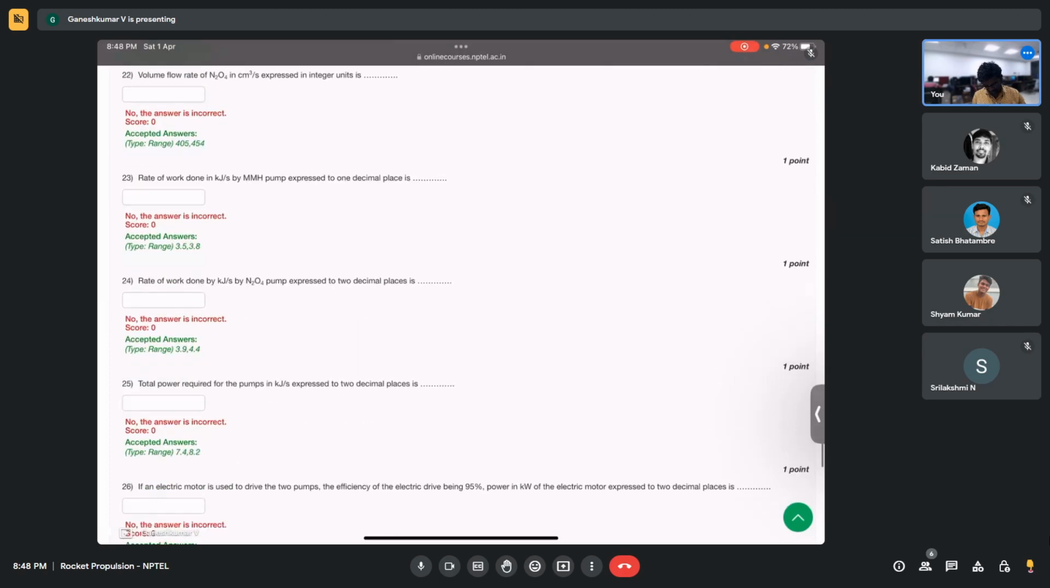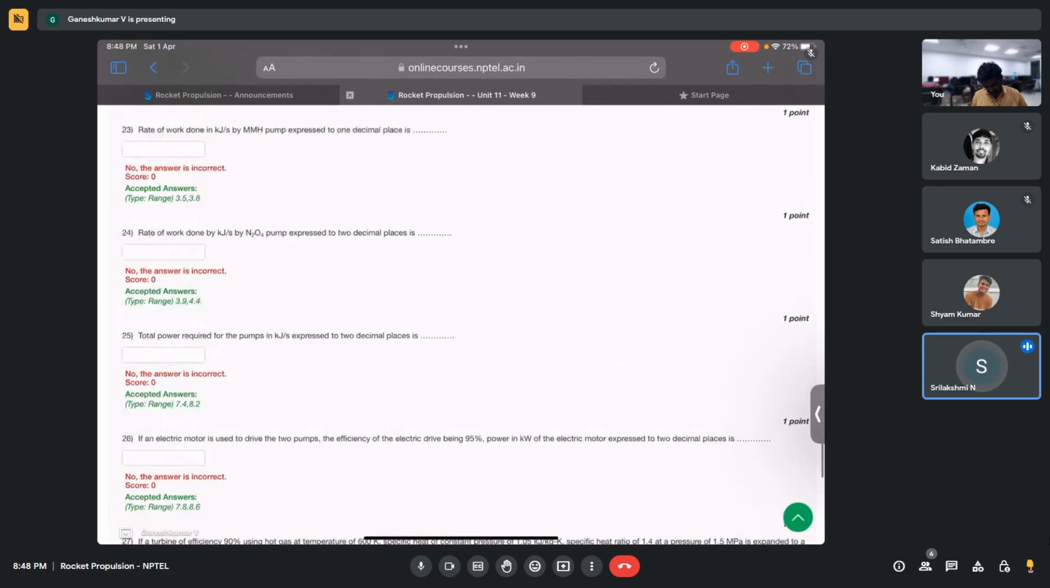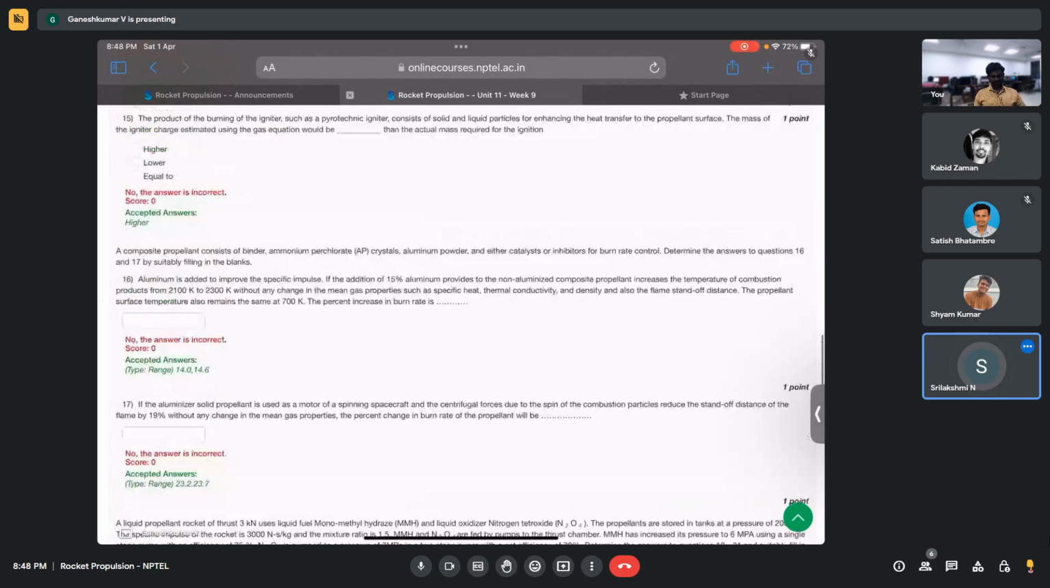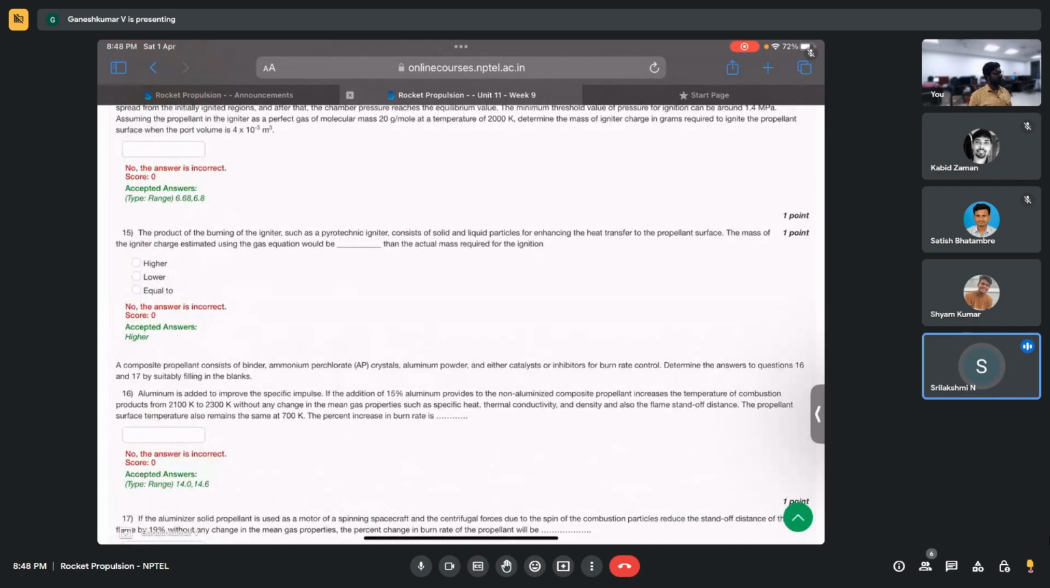Is there any other doubts? There is actually one more ongoing discussion about calculating the web thickness. I think there is some confusion whether it should be divided by 2 or just the outer diameter minus inner. So web thickness is thickness, right? It should be just R outer minus R inner, I believe.